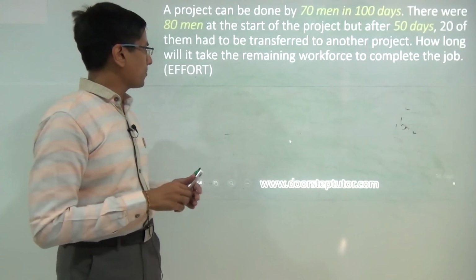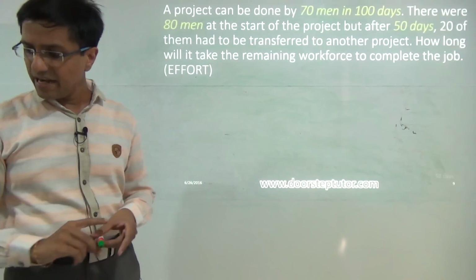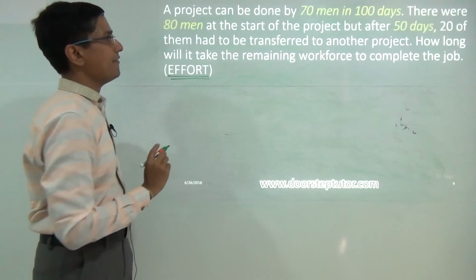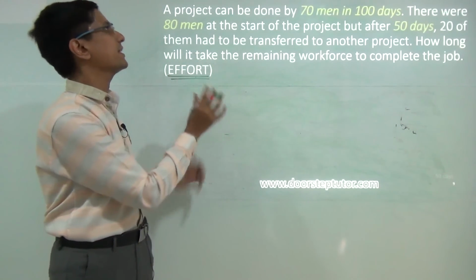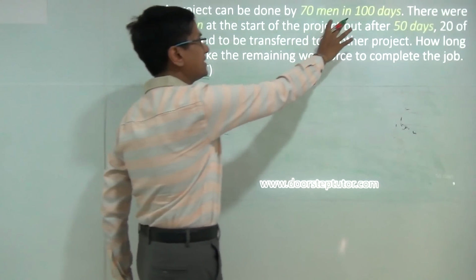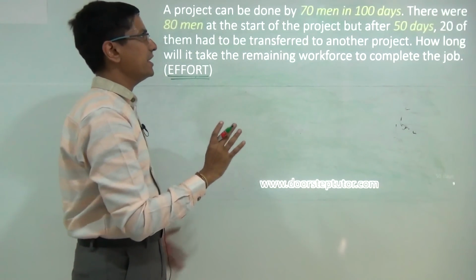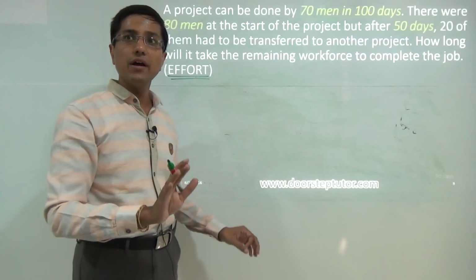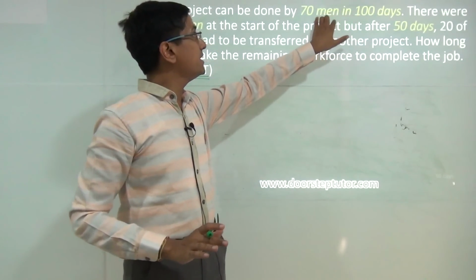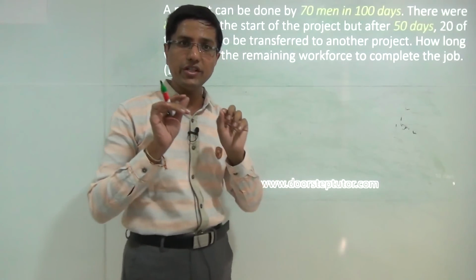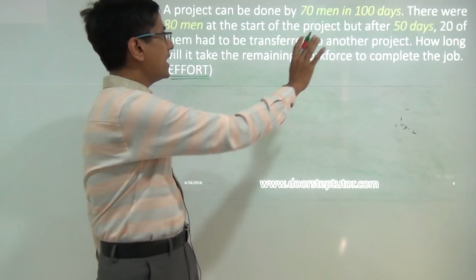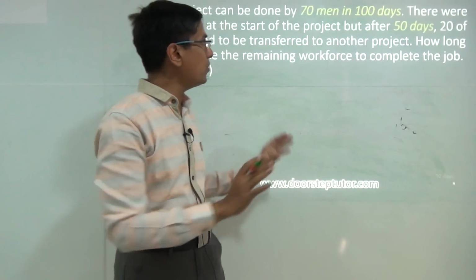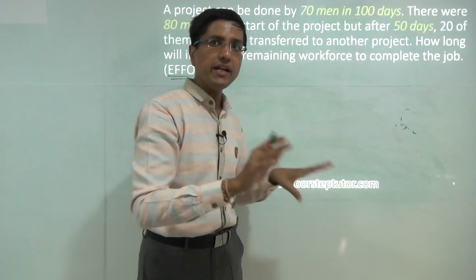Now this is an effort problem, okay? Remember I told you that we can add or subtract rates, and we can add or subtract the effort. So think about this problem for 1 second. A project can be done by 70 men in 100 days. So we are given how much total effort needs to go into a project. It needs 70 men and 100 days. This is the total effort which needs to go. And now we are being given that 80 men worked for 50 days. So we know how much effort has already been put in.